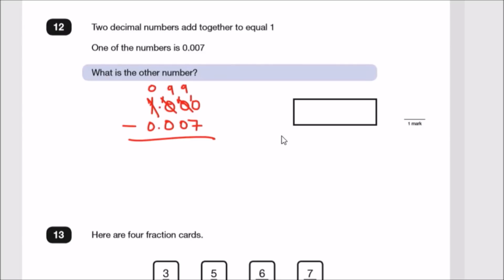So 10 take away 7 is 3. 9 take away nothing is 9. 9 again, and nothing take away nothing is nothing. So the other number is 0.993. You could do this mentally, but just to be on the safe side, it's always good to subtract.